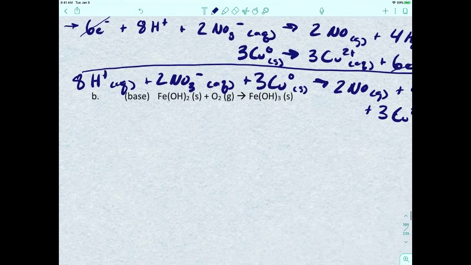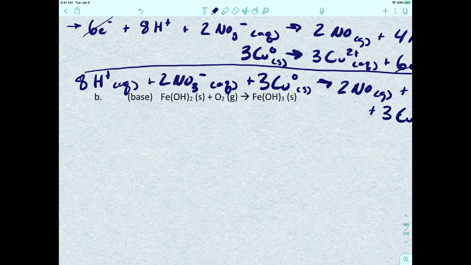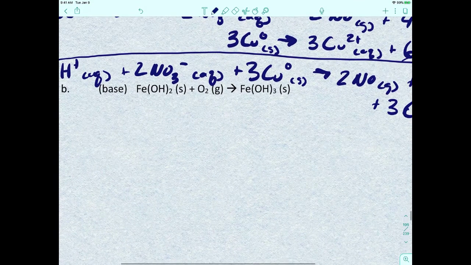So here's our problem. You've got Fe(OH)2, a solid, plus O2 gas, yields Fe(OH)3. All right, so what we want to know is: what are the charges of our species? What's being oxidized? What's being reduced? Hydroxide ion is always going to be -1. So -1 times 2 on the left-hand side will give you -2. That means iron has to be 2 plus in order to balance out the 2 hydroxides.